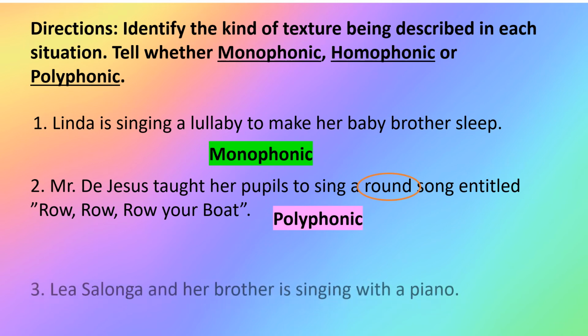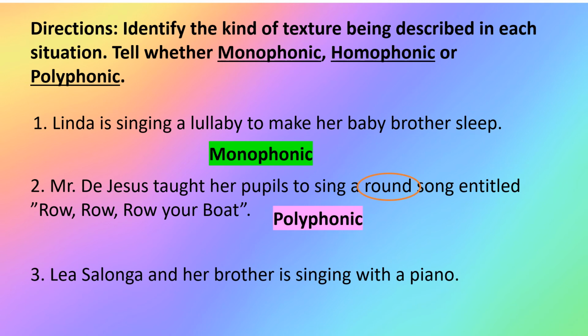Okay, let's have number 3. Leia Salonga and her brother are singing with a piano. What kind of texture is this? Very good. It is a homophonic texture. And the clue there is with a piano and the word and.